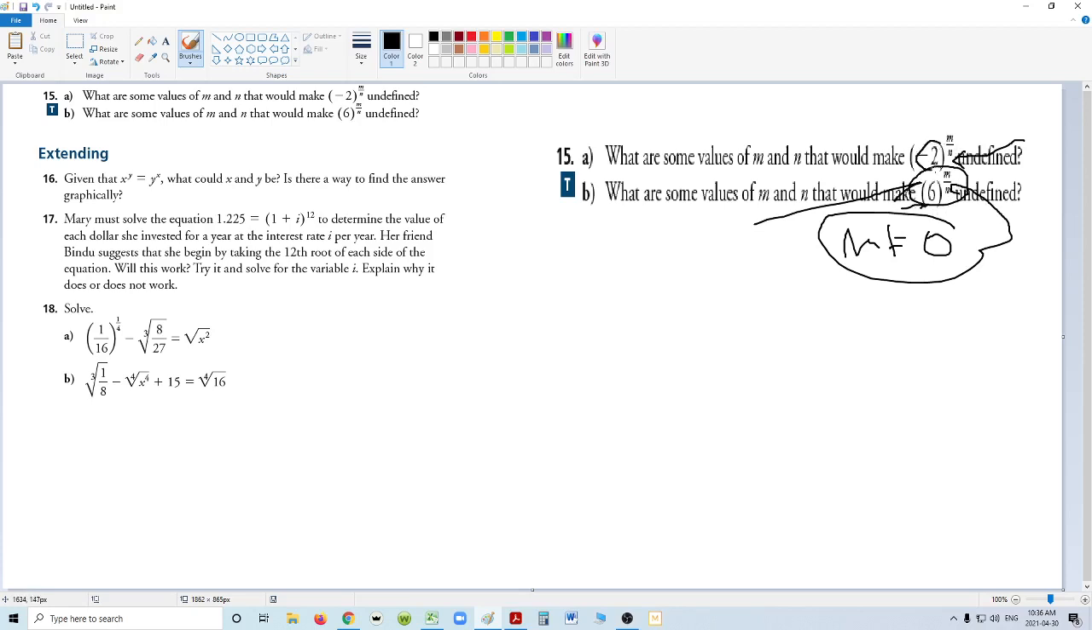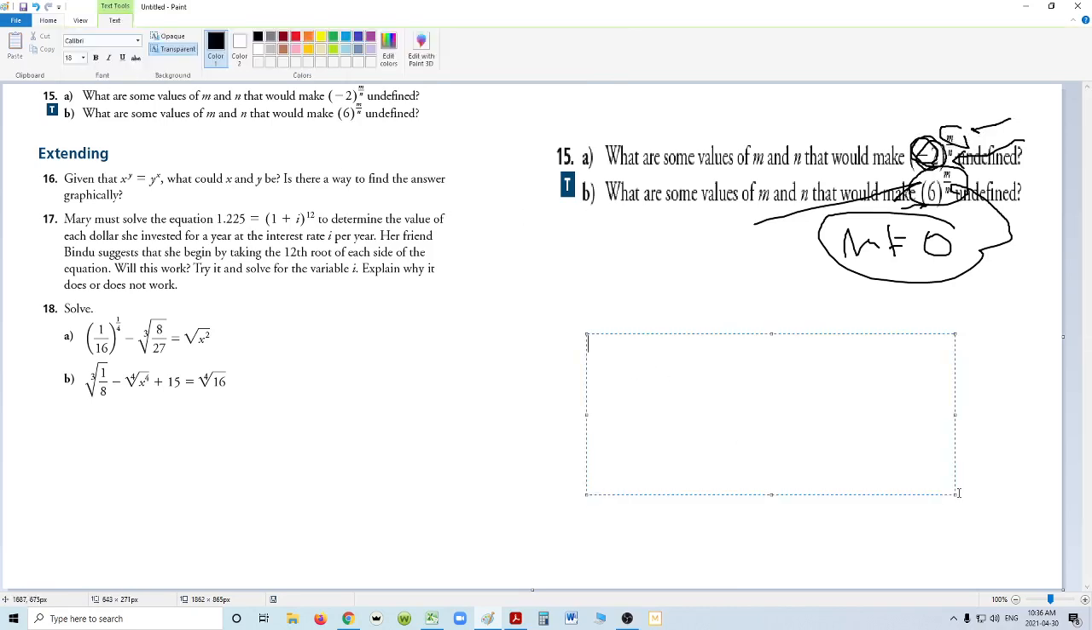For this one, because you can't take a square root, 4th root, or whatever of a negative number. However, if this was even, it would make it positive. So I have to say, well, when m is odd, n can't be even. So to phrase that, when m is odd, n can't be even. That's about it. And it might even be that n can't be even.